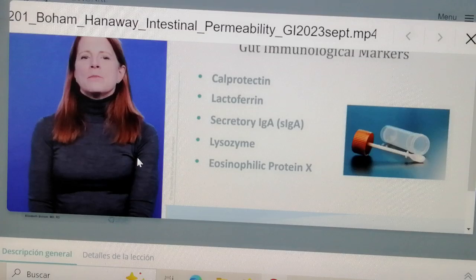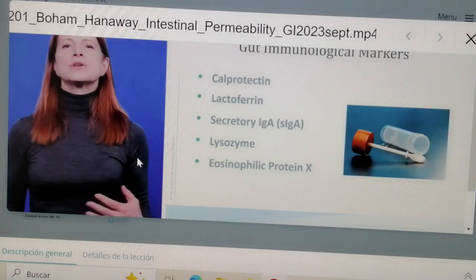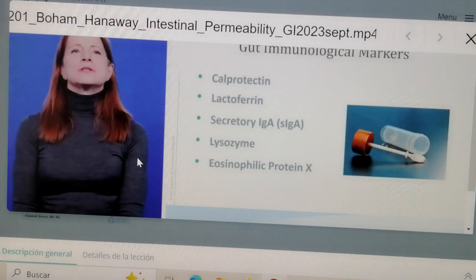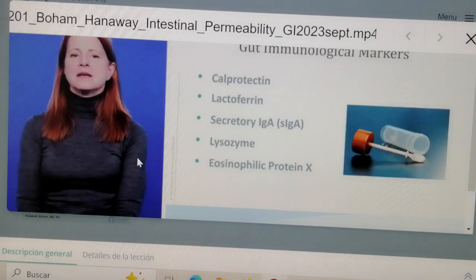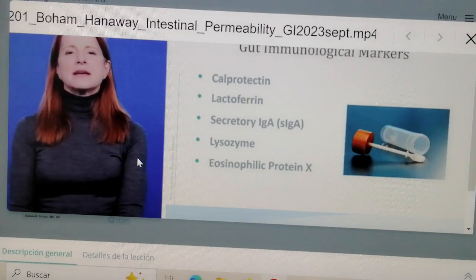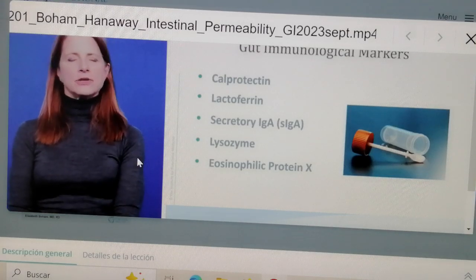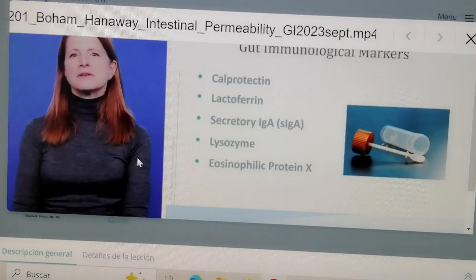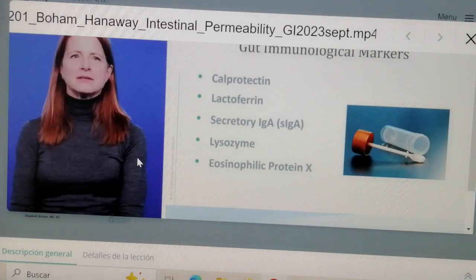on GI testing. But there are other things that we can look at in stool testing that can give us a sense of what's going on in the gut and what's going on in the immune system in the gut, right? So we do calprotectin, lactoferrin, secretory IgA, lysozymes, and eosinophilic protein X. Now, I'm often checking calprotectin through a conventional lab as well, right? You can go to LabCorp or Quest, who can do a stool test for calprotectin, and that is a good marker. And you'll also see it on your stool analysis, the comprehensive stool analysis that you do as well.